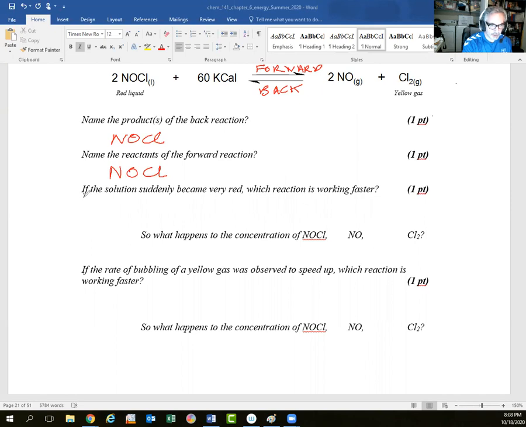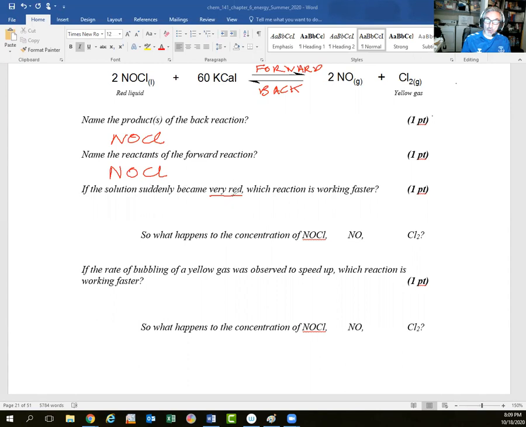Now, you're then told that the solution suddenly becomes red in color. Which reaction is working harder? So we're assuming that either something has disturbed equilibrium or we're looking at the reaction before equilibrium is established. Remember, the reactions go back and forth for a while before we reach equilibrium. And once we do, we normally don't see concentrations changing. But until we reach it, there is one of the two reactions which has the upper hand.